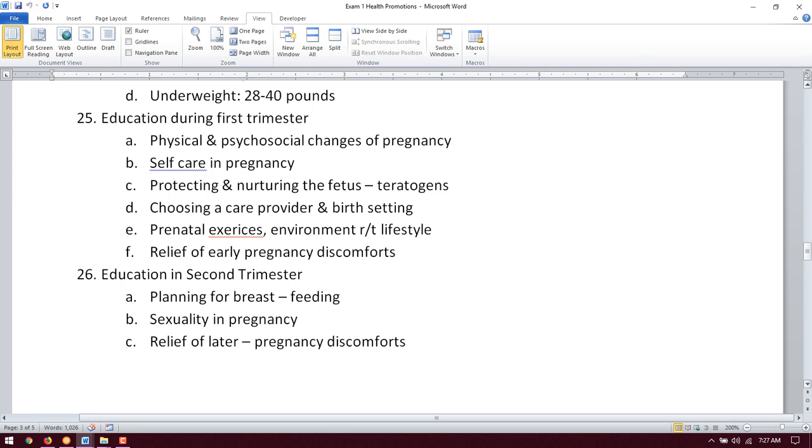So anything during first trimester is like, what helps relieve some of the discomforts of the early pregnancy, the nausea, the vomiting. They're going to be choosing a care provider. They're going to need to know about things that are going to be harmful for the baby in that stage. They're going to need to know signs of if they miscarry. And they're going to need to know things they need to do to take care of themselves.